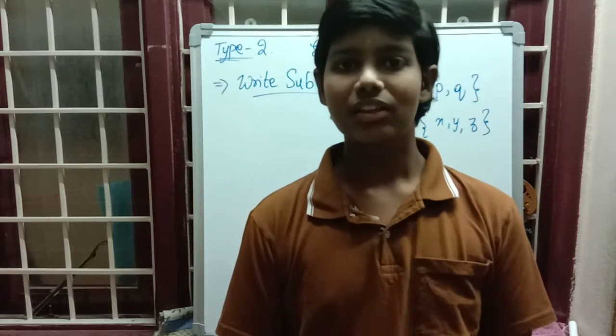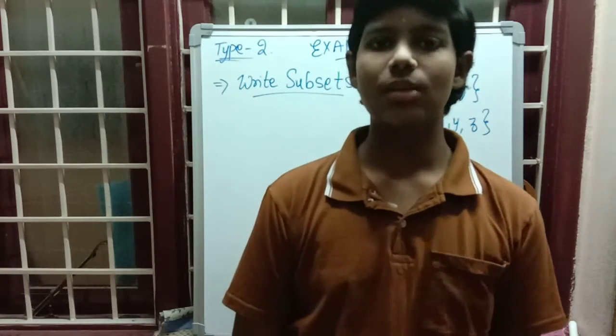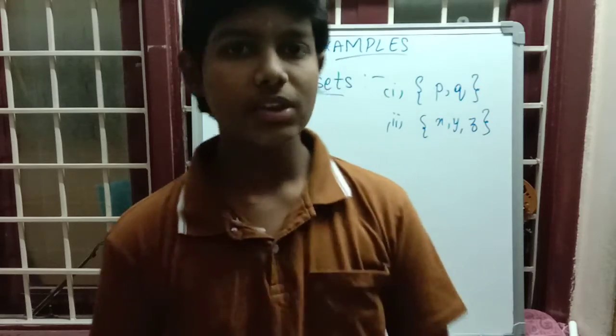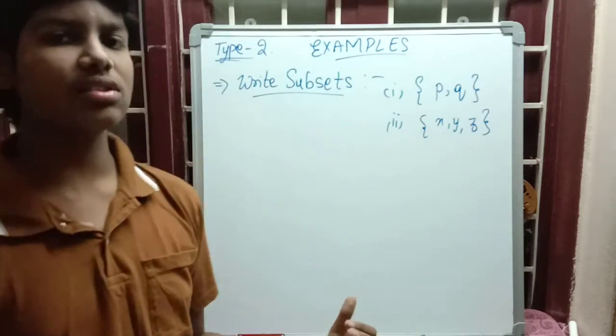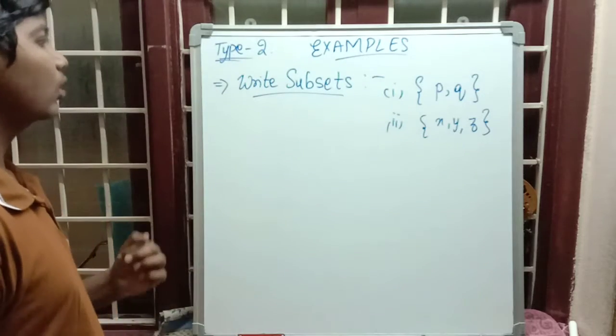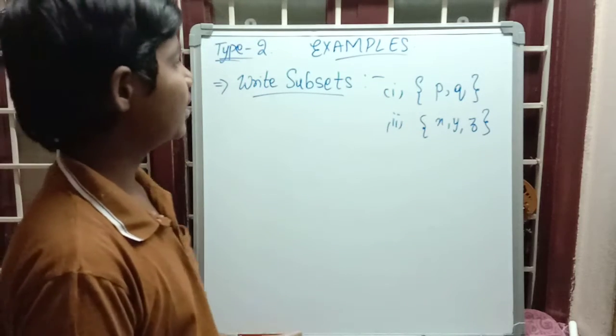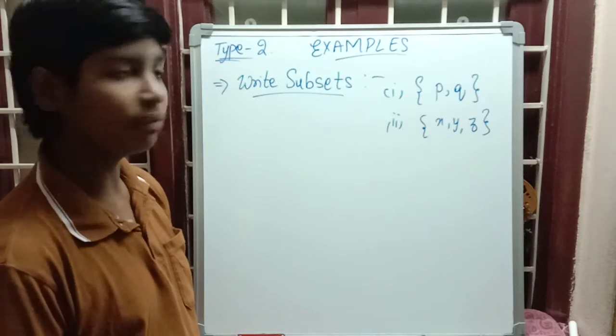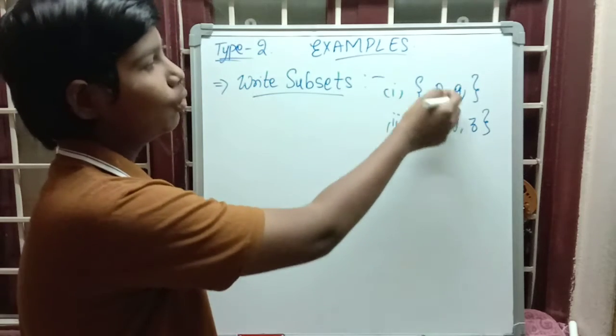Hello everybody. Now in this video we will discuss example 2, type 2, in the Sets chapter. That is, write the subsets. Write the subsets for each of the following. Two sets are given, two questions.